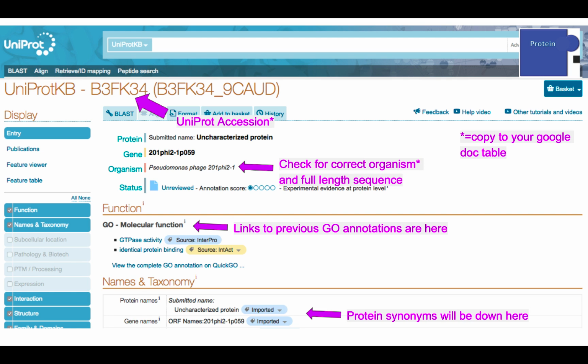The page will usually have GO annotations, if some have been added, and sometimes that gives you a good clue for a term to look for with this protein, because someone else has used some other assay to show a similar activity, and you might be able to use that as a clue. And then sometimes you'll find synonyms of your protein name. So sometimes if this name doesn't match, the name down here will match the one that you're looking for. But the most important things that you have to copy to your table are going to be this ID and then the organism.